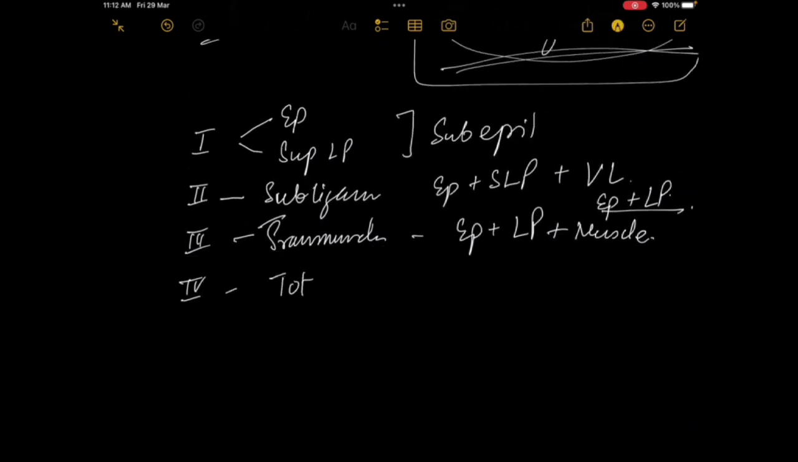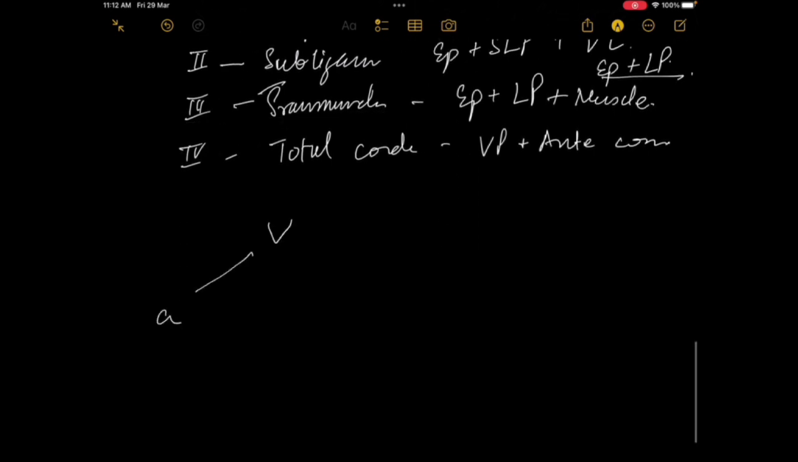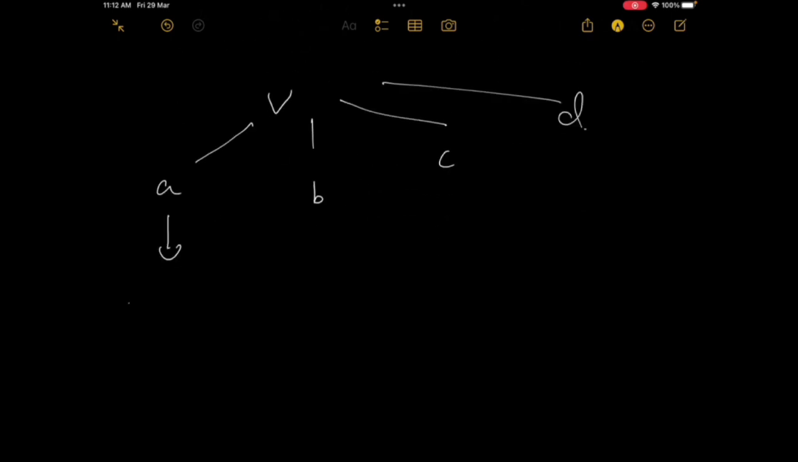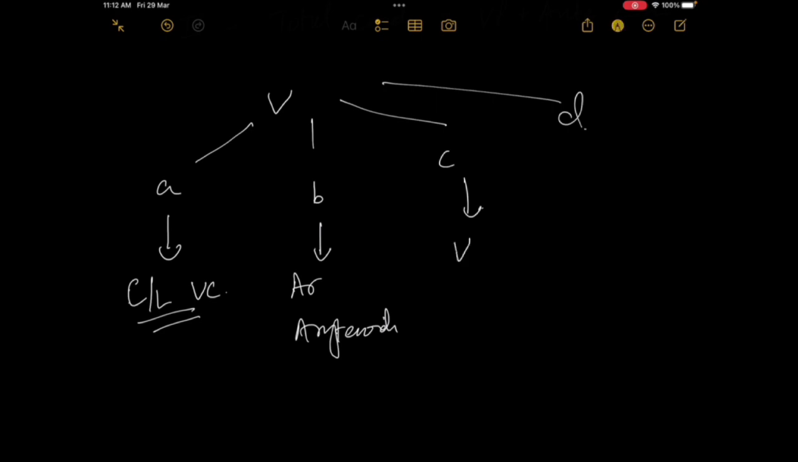Type 4, we are doing a total cordectomy from the vocal process to the anterior commissure. And in type 5, A, B, C, D, what are we doing? In type A, we are removing the C, contralateral vocal cord. In type B, we are doing AR, arytenoid. In type C, we are doing versus, ventricular fold. And in type D, we are doing subway, which is subglottis.